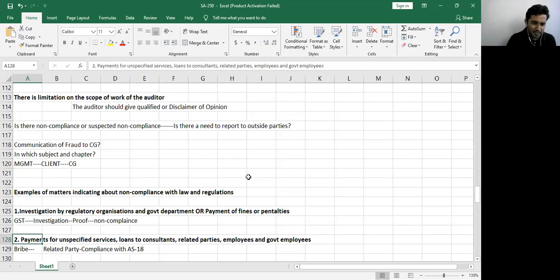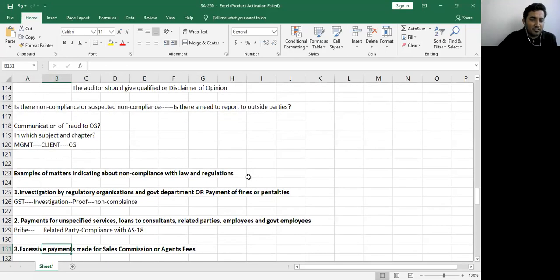Second point, पेमेंट फॉर अनस्पेसिफाइड सर्विसेज. आप सर्विस समझा नहीं पा रहे हो आपने किसके लिए पेमेंट किया है, तो हो सकता है दैट इज फॉर ब्राइब. You are giving loan to your consultants, you are having payments to related parties, so that can again involve some kind of non-compliance with AS-18. Or to employees or government employees, that can again be in the nature of bribe or any other illegal activity.